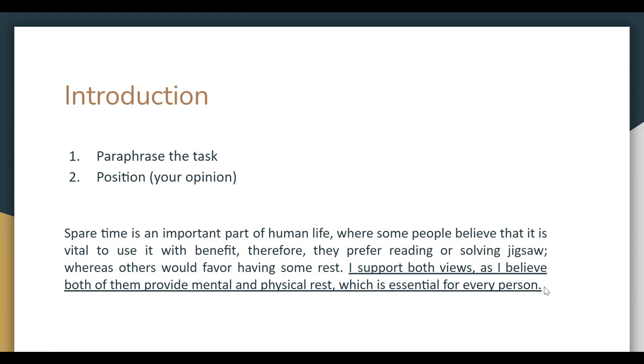If you chose the first statement, you can say, I strongly agree with the first statement because I believe that, let's say, improving social skills, working on your memory is more important. If you chose to support the second statement, you do the same. You write, I support the second statement because I believe that restoring your energy, having quality sleep is more important. So that's it.